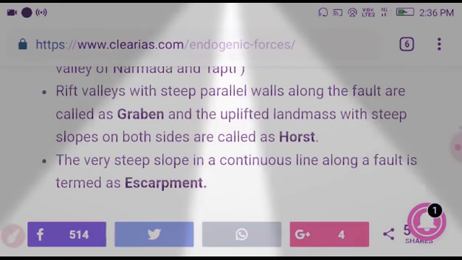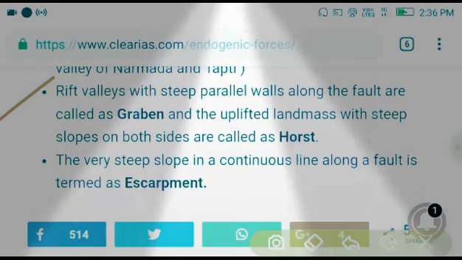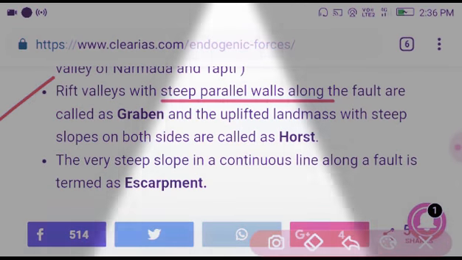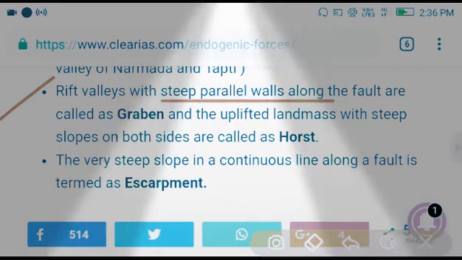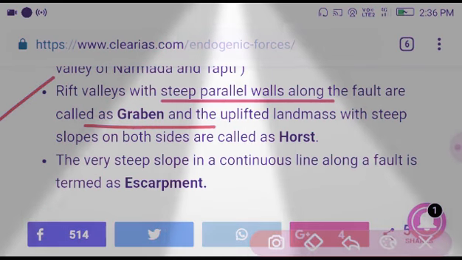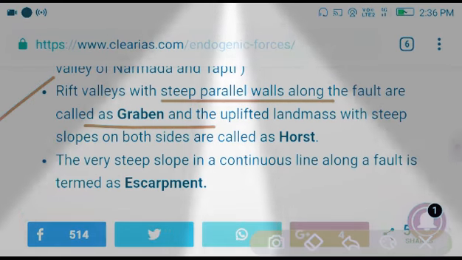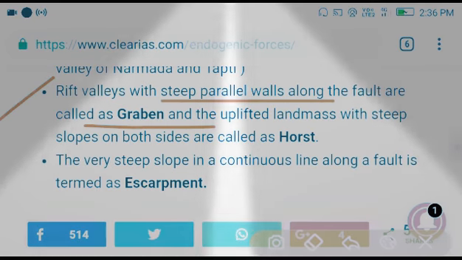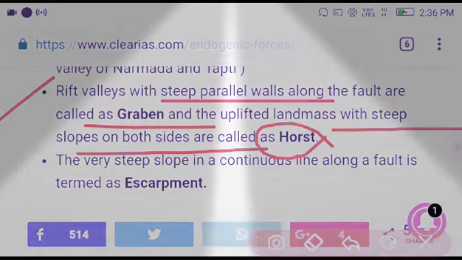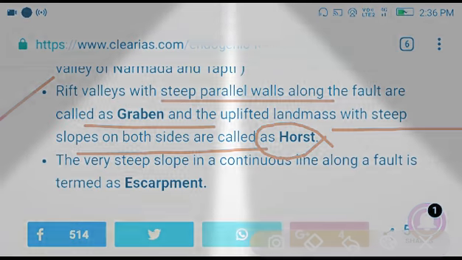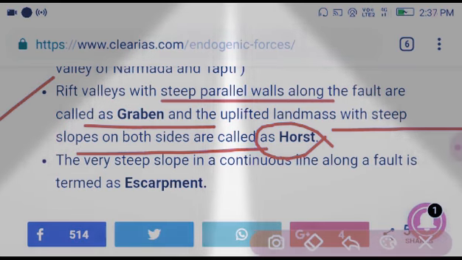The steep parallel walls along the faults of a rift valley are called graben, and the uplifted land masses with steep slopes on both sides are called horst. The lowered land between the steep parallel walls along the fault is called the graben.